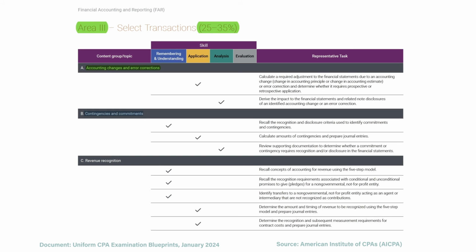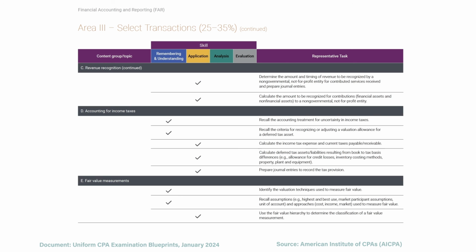Next are contingencies and commitments. So if you have a lawsuit that you may potentially lose, how do you record the liability for this contingent liability? Next, we have revenue recognition. So you need to know the 5-step model for revenue recognition. You need to know about how revenue recognition works with pledges for not-for-profit entities. You also need to know about the amount and timing of revenue to be recognized, and the journal entries for revenue recognition.